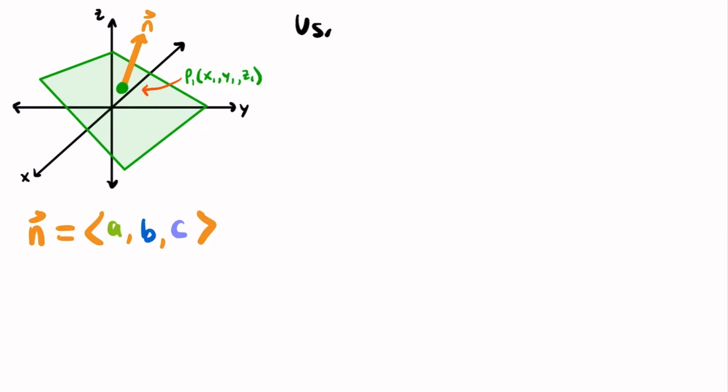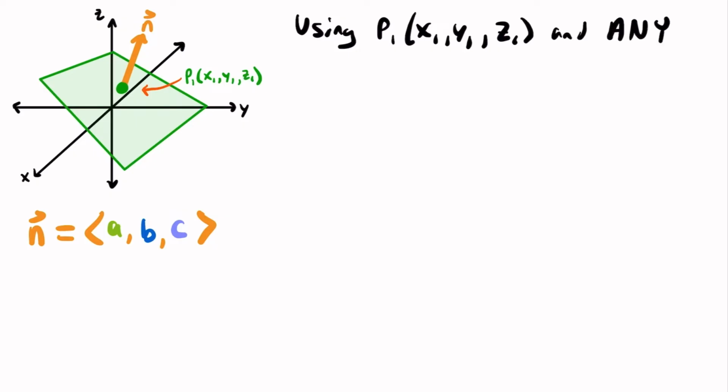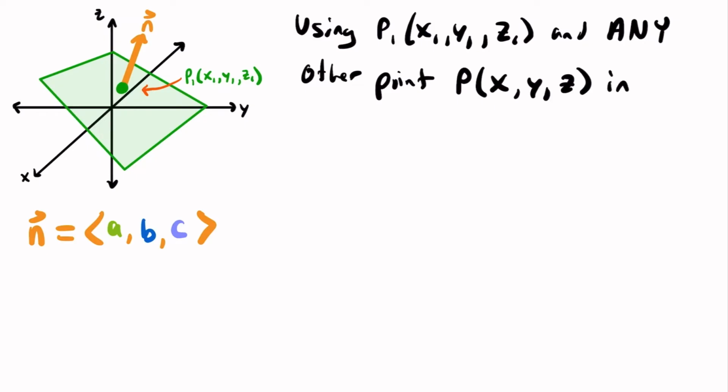All right, so using point P1 with coordinates x1, y1, and z1, and any other point within that plane, which we are going to represent with just a generic point P with coordinates x, y, and z. And remember that that is in the plane. Here's the vector that we can create.